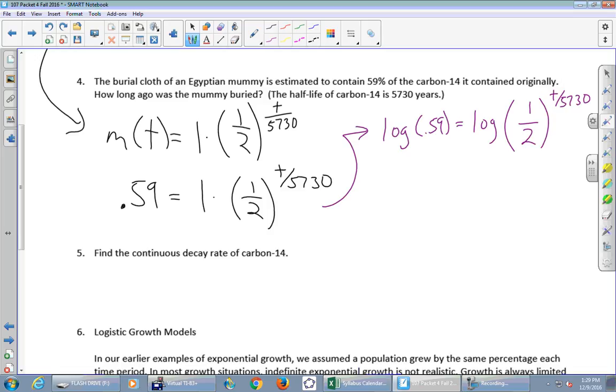Okay, now what? So it's t log 1/2 kind of stuff. The t is coming down to the front, right? The whole exponent is coming down to the front. So I'm copying everything else, but just bringing the exponent down. Log of 0.59 equals the whole exponent in front. That's a log property.